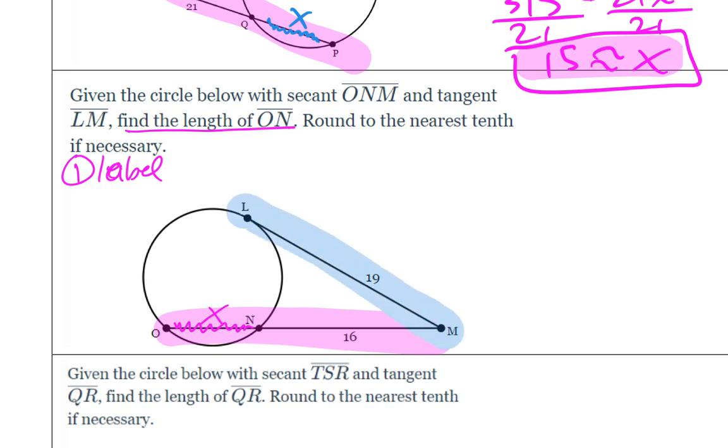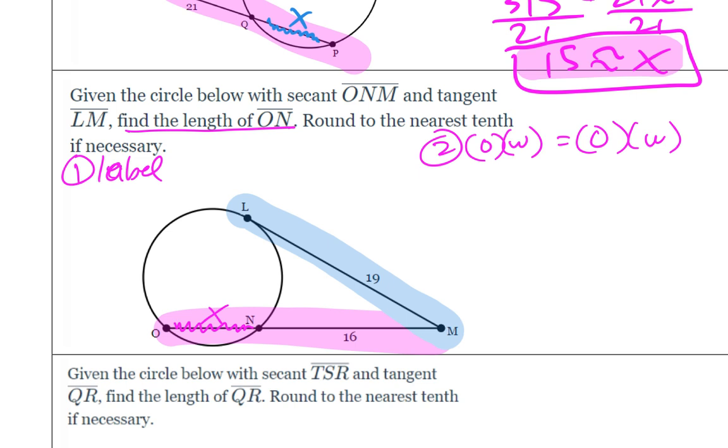So let's go ahead and do step number 2, let's set it up, right? So we said outside times the whole equals outside times the whole, right? Okay, so on the blue one, what's the outside? Outside on the blue one is 19.